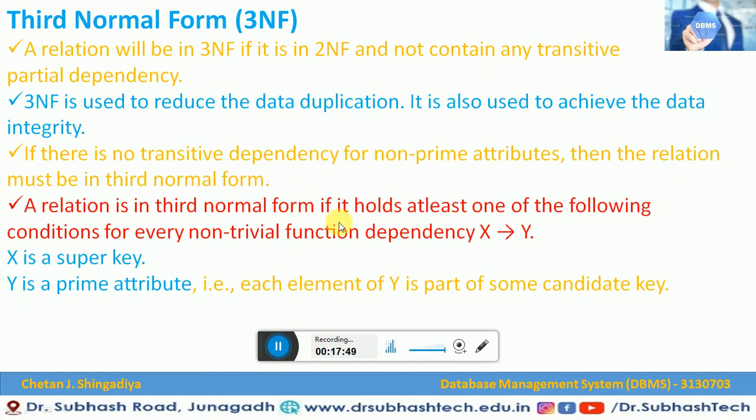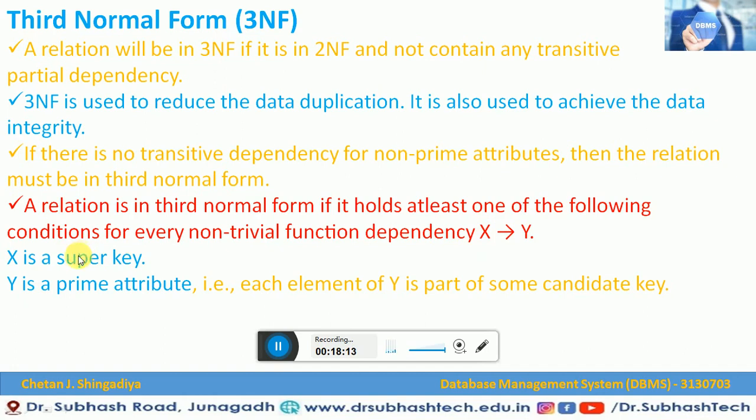A relation is in third normal form if it holds at least one of the following conditions for every non-trivial functional dependency X tends to Y. This is another important parameter for deciding whether a relation is in third normal form, so we have to understand this X tends to Y. What is X tends to Y? If the relation is defined in a generalized way, we can define X tends to Y.